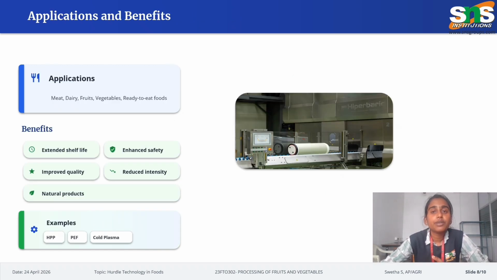There are various applications and benefits. The ultimate goal and objective of a hurdle is to extend the shelf life and reduce enzymatic and microbial activity. Ultimately, it increases the safety of food products, so we can satisfy customers, and it reduces the intensity. So it also gives a natural end product. For example, HPP, high pressure processing, PEF, pulsed electric field, and also cold plasma. These are also recent technologies. If you are final year students, you can also do projects in these non-thermal technologies because they have great scope.